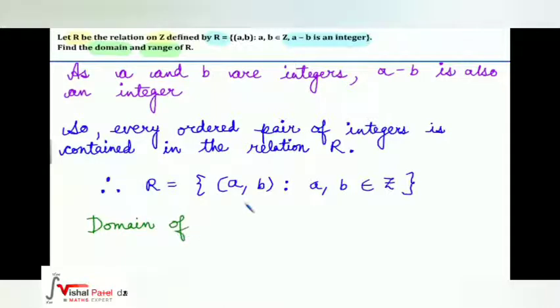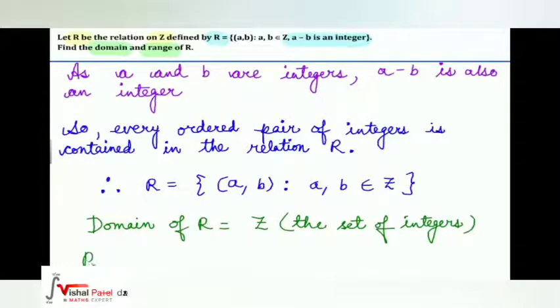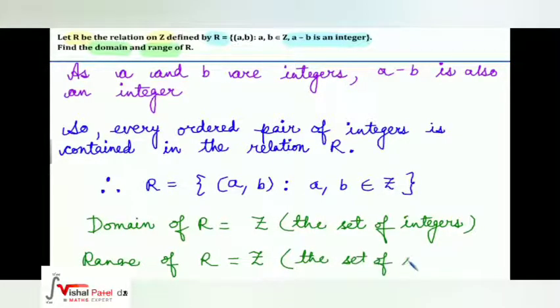So domain of R is equal to Z, the set of integers, because if a and b are integers, then a minus b is also an integer. And the range is also the integers, because integers go from minus infinity to infinity, right? So every ordered pair of integers is contained in the relation R. So range of R is also Z, the set of integers.